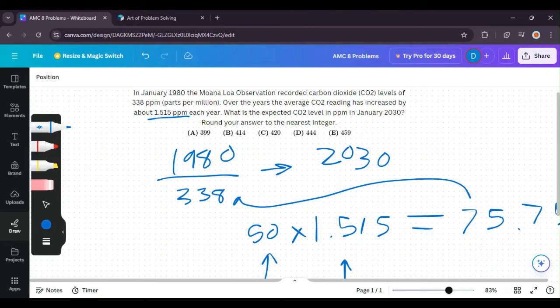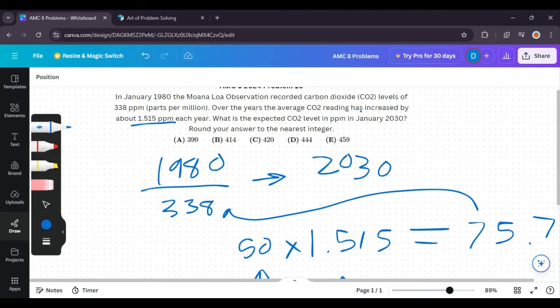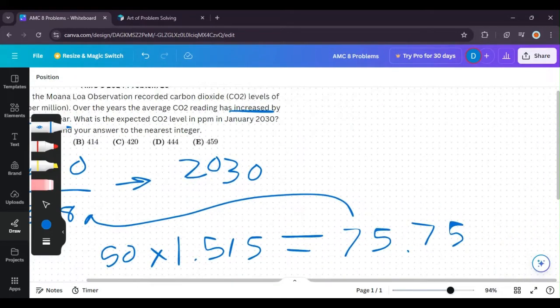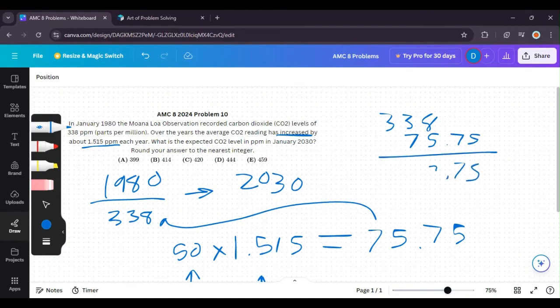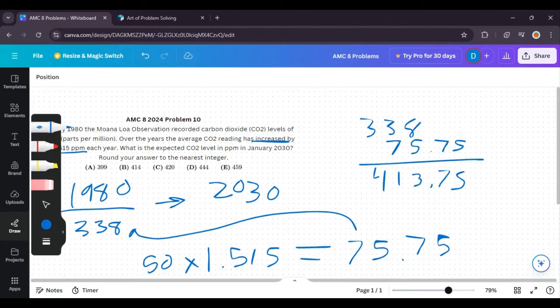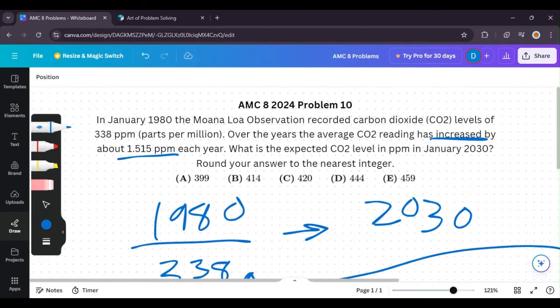It doesn't decrease, it increases. It says right here. So we get 338 plus 75.75, and we get 413.75. And if we have 413.75, we don't see an answer here.